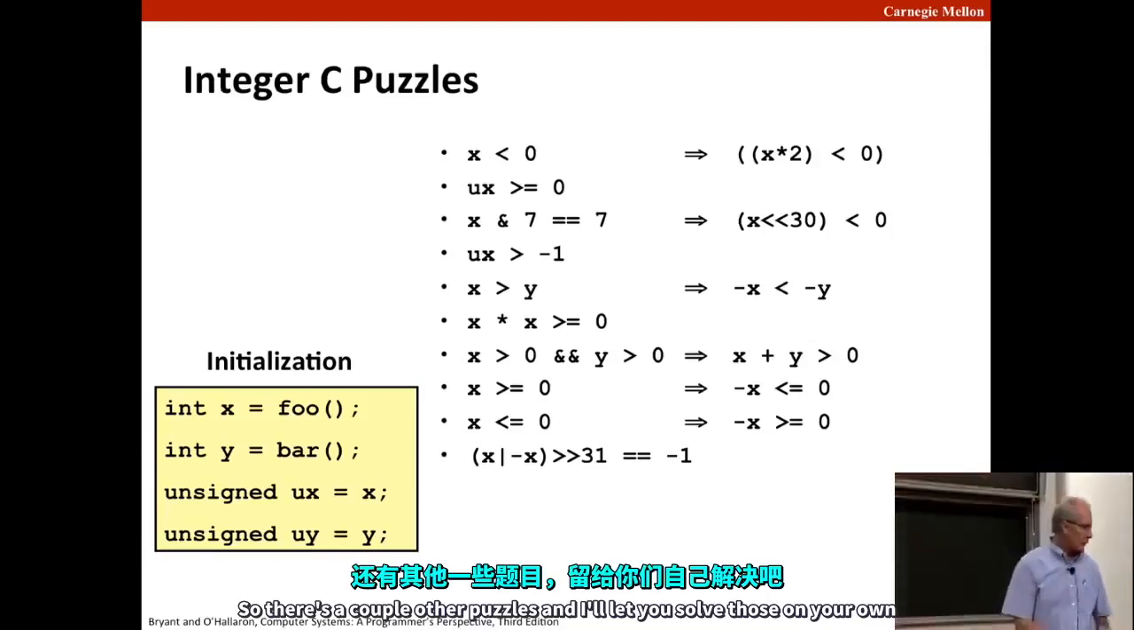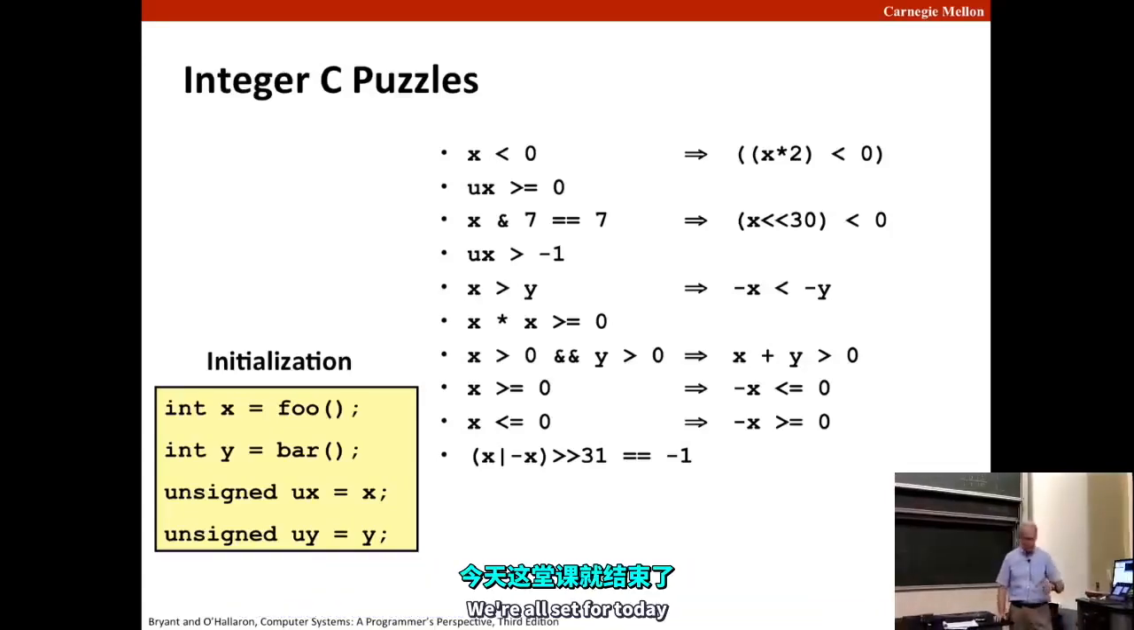So there's a couple other puzzles, and I'll let you solve those on your own. We're all set for today.